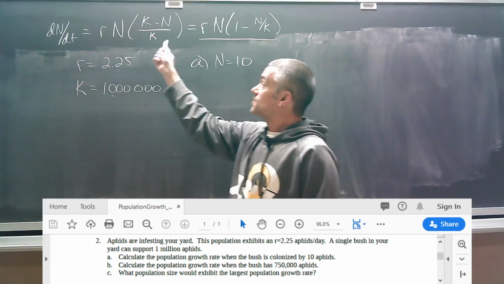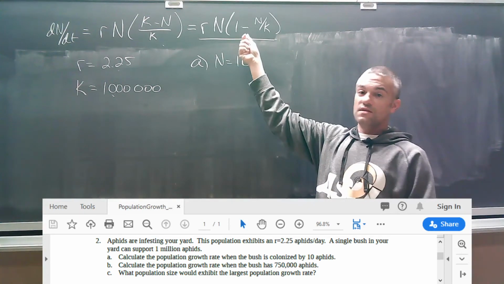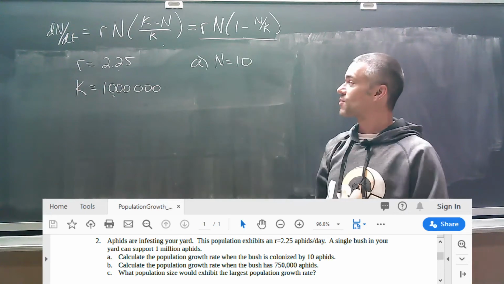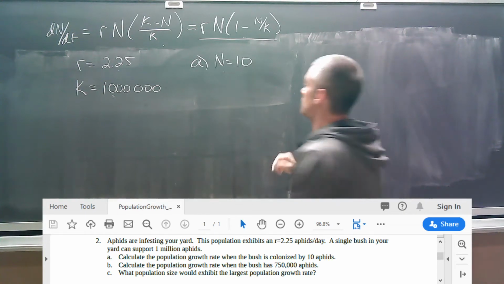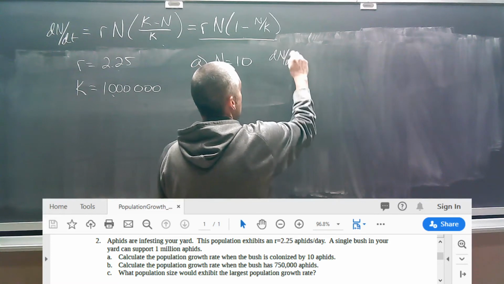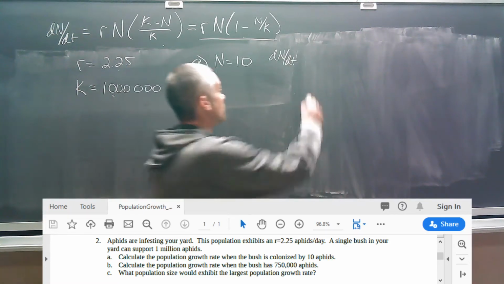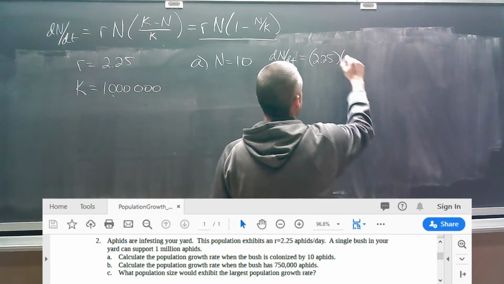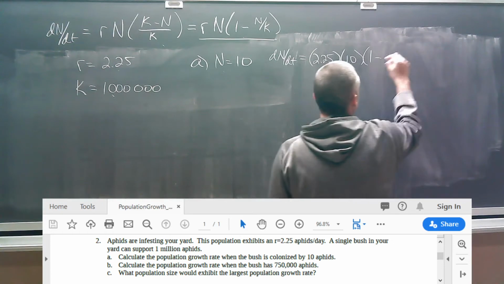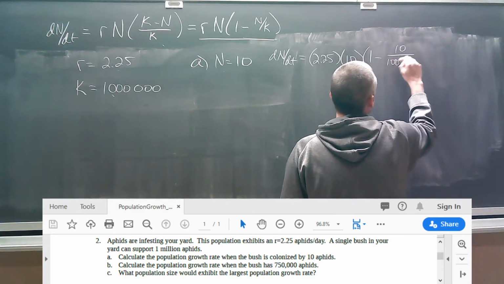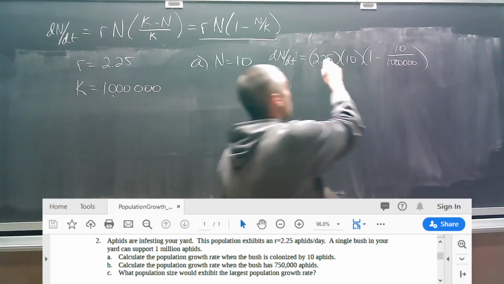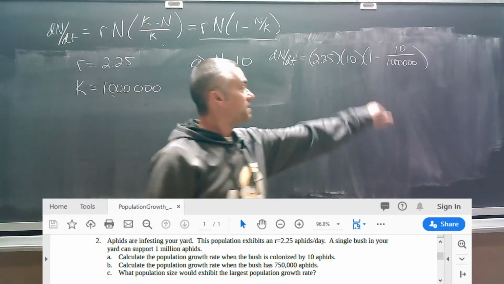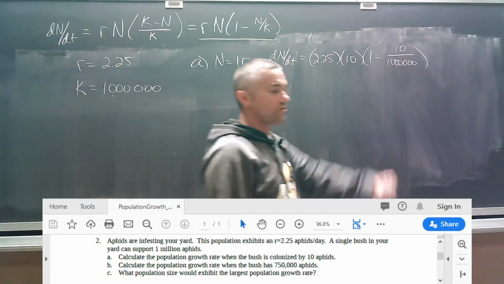So here's our equation. We can also use this one, and this is the one that I prefer to use. It's a little bit easier to use our calculator to solve our problem. So with A, we're going to start with population size of 10. We are calculating our dN over dt, and I'm just going to substitute each of our variables into our equation. So we have our R, 2.25, times our colonizing population size of 10, times 1 minus 10 over 1 million.